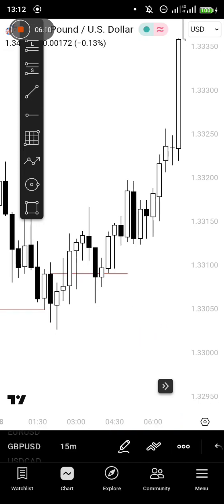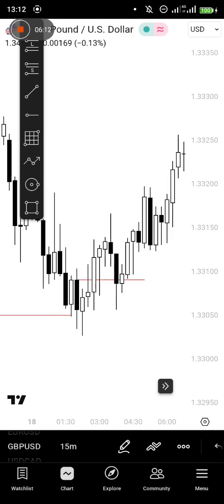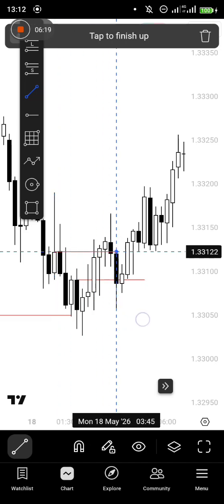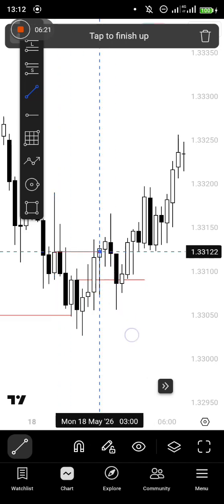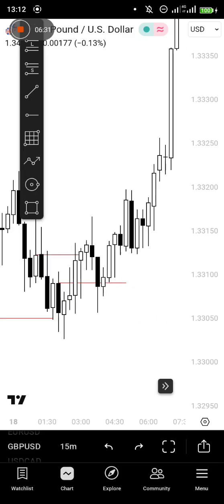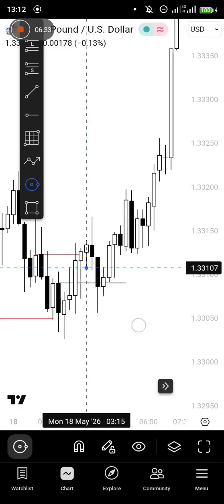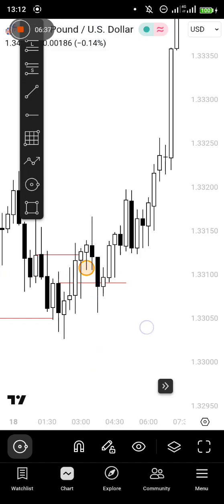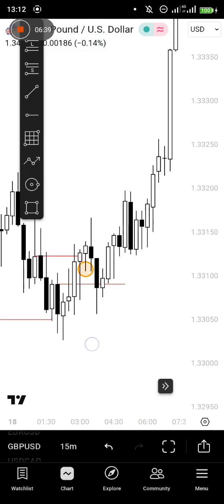Firstly, I need a break of structure, right? Now the break of structure happened where? It happened here. The market broke through. Then what happened? The market came down, but before it came down, it gave us something. It gave us what? A little pullback, which we can call liquidity, an inducement, as some will call it. This is what we will call an inducement, right?